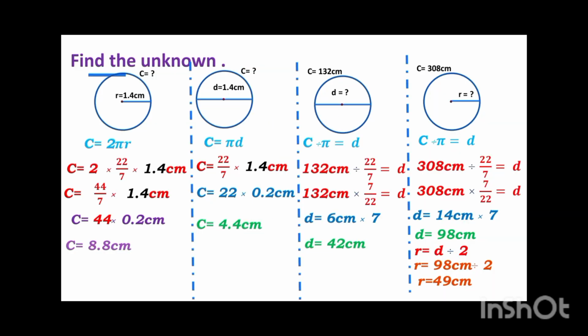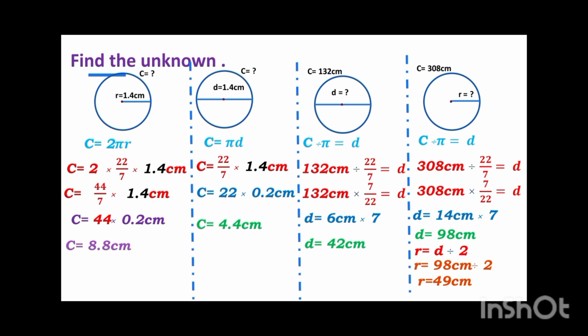And the third one, we're having circumference given. So circumference divided by pi is equal to d. So we have to find d like this. So 132 centimeter divided by 22 over 7 is equal to d. 132 centimeter divided by 7 over 22 is equal to d. We have to apply the KCF method, and d is equal to 6 centimeter times 7, and d is equal to 42 centimeter. In the fourth one, you can see circumference again is given. You have to divide by pi, and then do the KCF method, and diameter is equal to 14 centimeter times 7, and diameter is equal to 98 centimeter.